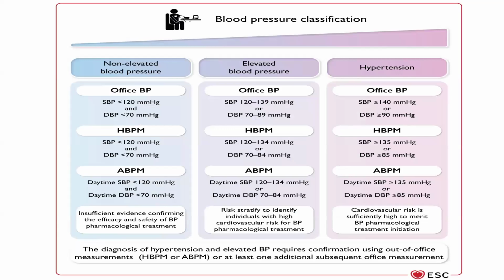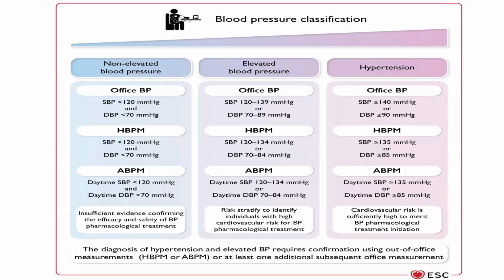So this is to remind us that the current classification of hypertension is non-elevated, elevated, and hypertension, unlike the previous normal, optimal, elevated, and hypertension. This shows different values for office, home BP, and ambulatory BP monitoring.